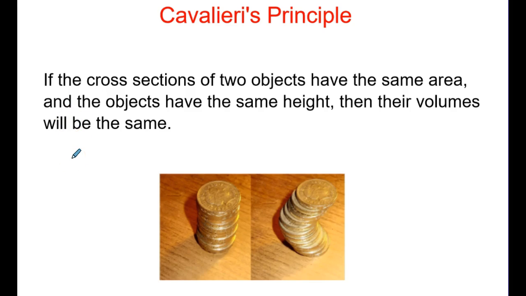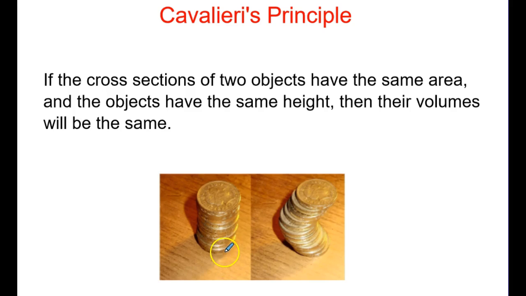The last thing we need to discuss in this lesson is Cavalieri's principle. This principle says if the cross sections of two objects have the same area and the objects have the same height, then their volumes will be the same. Below this picture, we have two stacks of coins. One is a uniform stack going straight up vertically, and the other is curved. If we imagine a single coin in each stack, they have the same area.